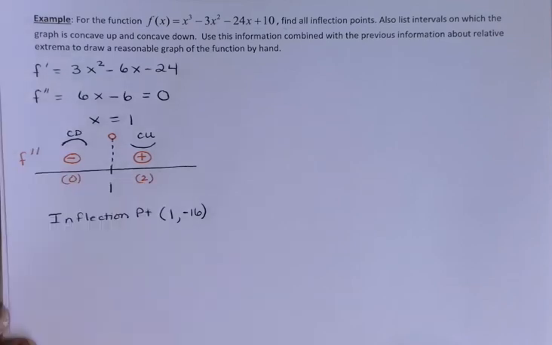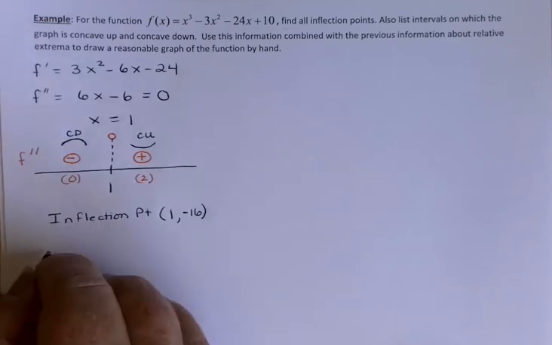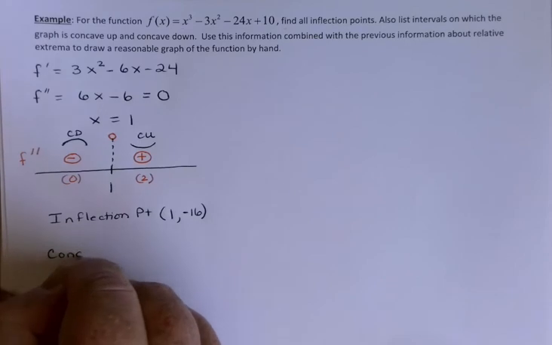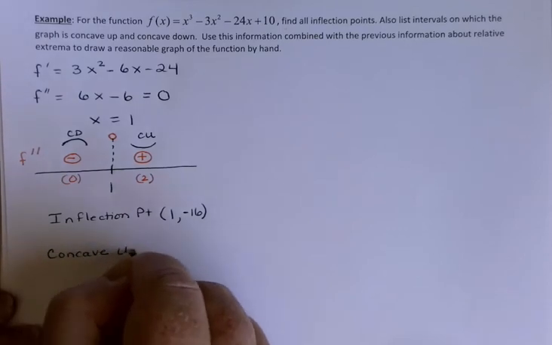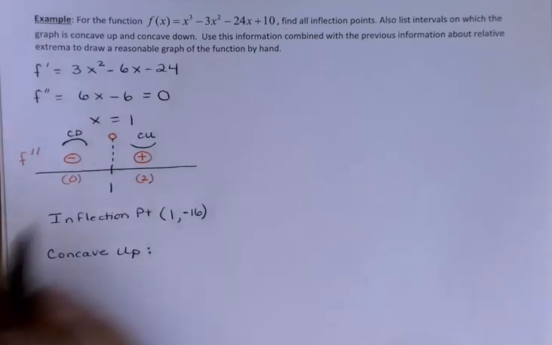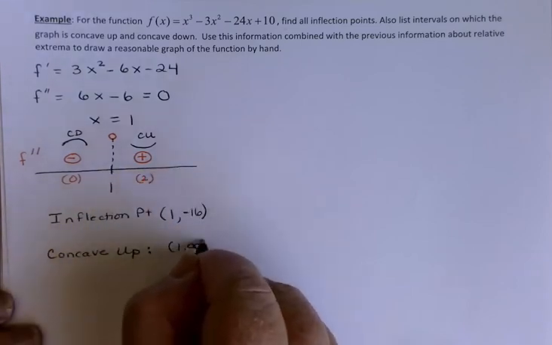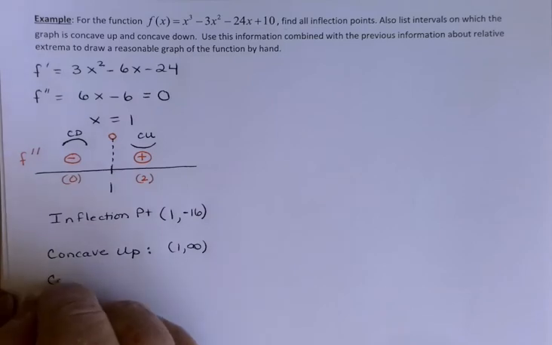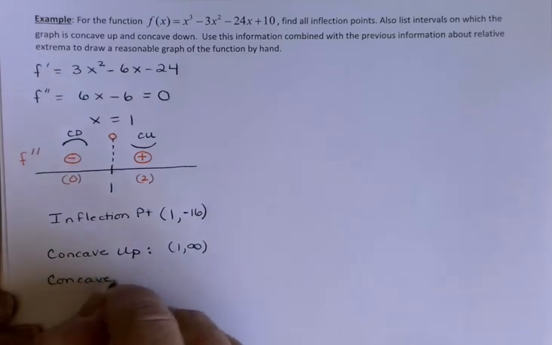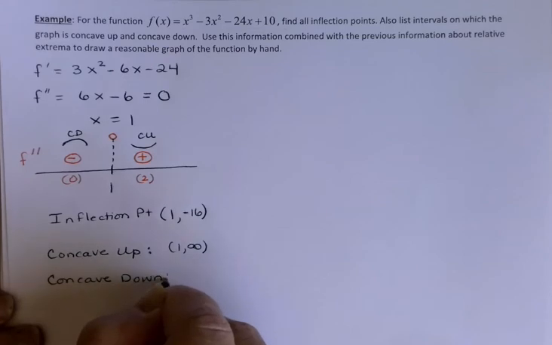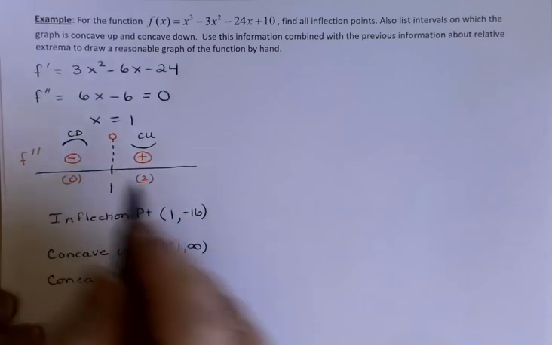We can use the same little chart to list the intervals where we're concave up and concave down. Concave up would start at 1 and go all the way to infinity. Again, an interval of x values. And concave down would be here from negative infinity to 1.